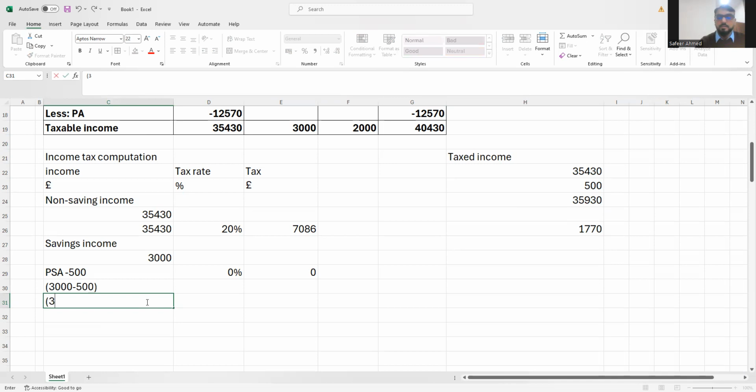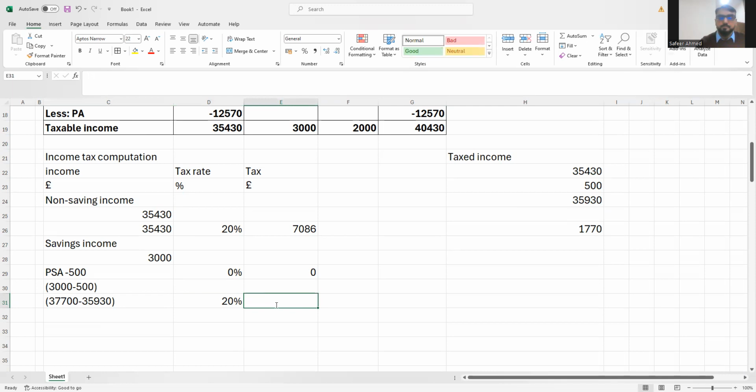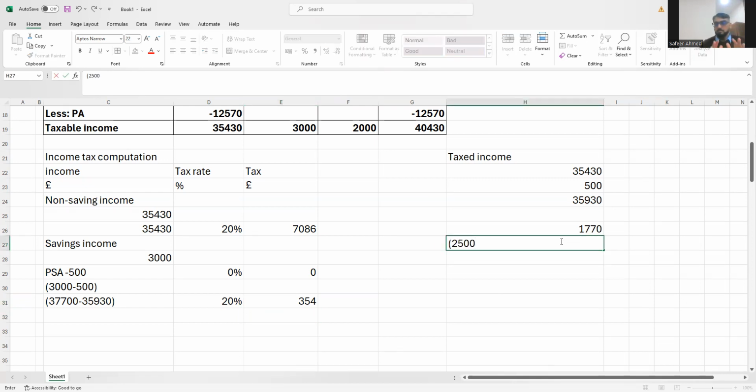So how did I calculate it? Threshold 37,700 minus 35,430. But not 35,430, 35,930. And this is at 20%, which is 1,770 times 20%. Okay, now, from the savings income, from 2,500, so apart from that 500, by the way, minus 1,770, we taxed at 20%. The remaining amount will be taxed at 40%.